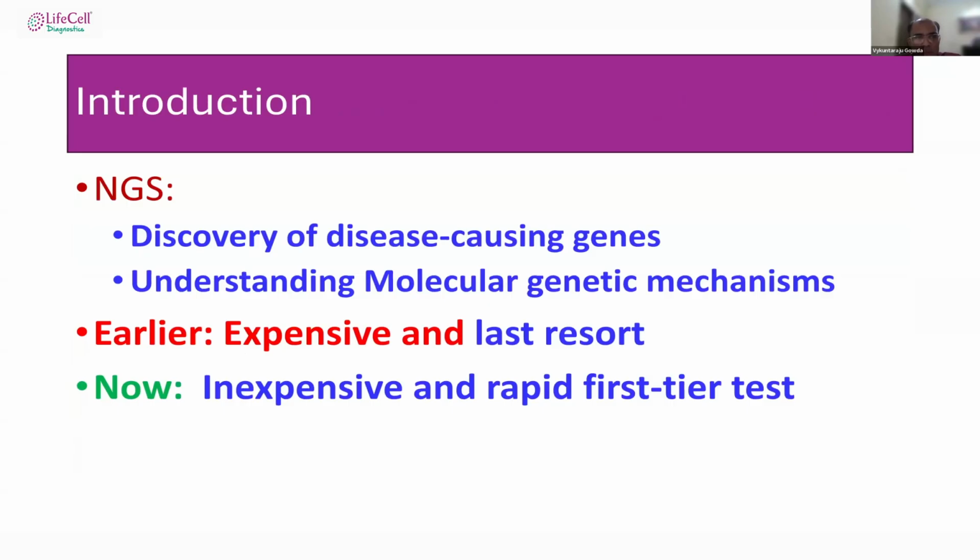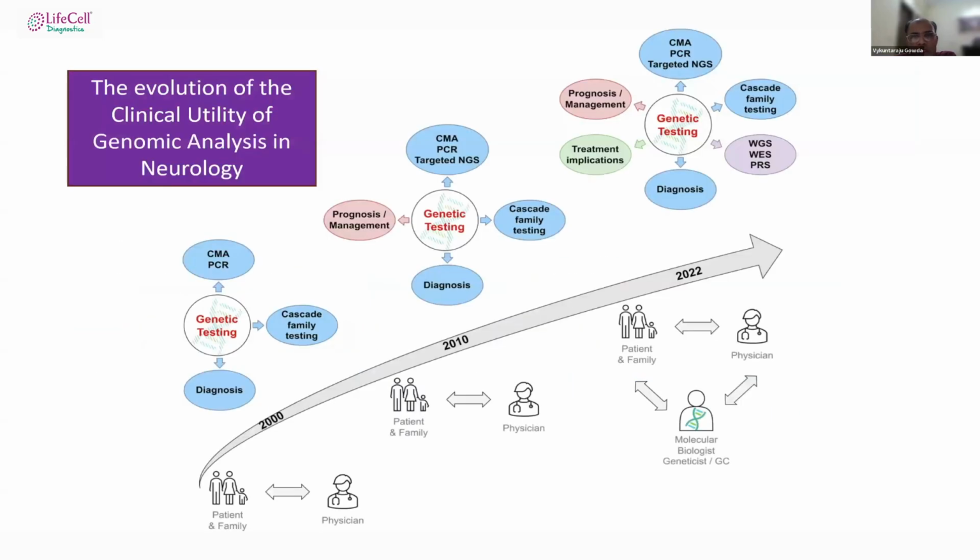As you know, NGS is the most commonly used test nowadays, and definitely it has helped in the discovery of many disease-causing genes, and also to understand the proper molecular genetic mechanism of various genetic disorders, especially in pediatrics and neurology. In earlier days, it was thought that a genetic test is an expensive test and should be a last resort. But now many of us know that it is an inexpensive and rapid first aid test, as it is easily available and not very expensive compared to other tests currently available for investigation.